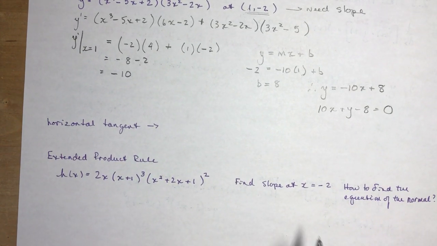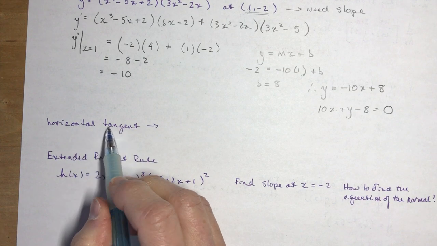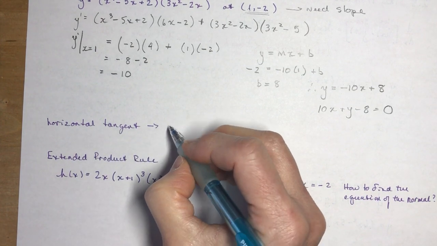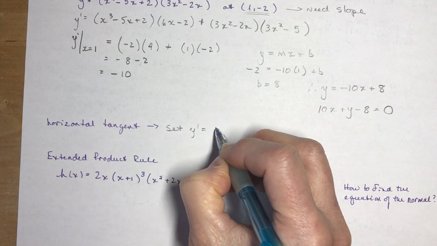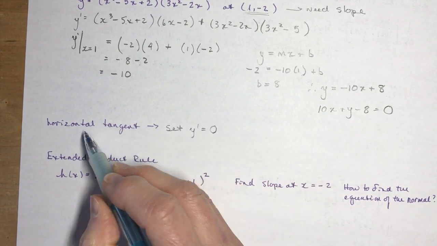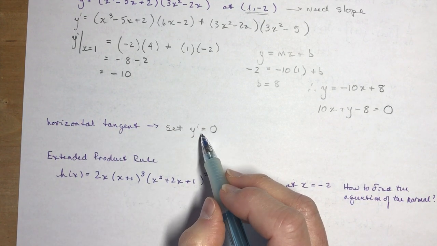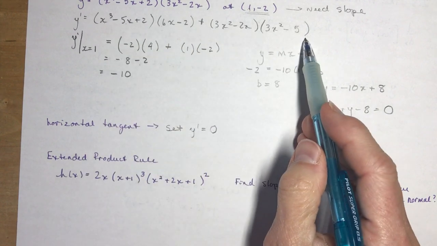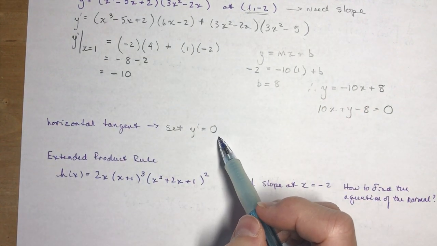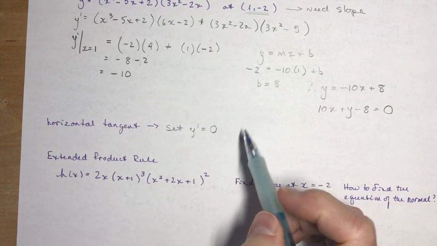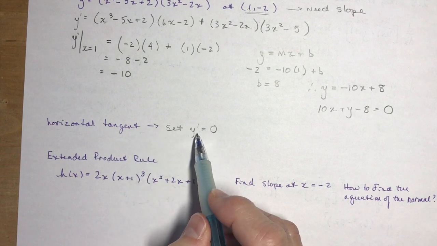Okay, so along the way, they also ask you to find where there is a horizontal tangent. All that means is you want to set y prime equal to 0 because a horizontal tangent means you have a slope of zero. So if I wanted to know where this equation had a zero slope, I would set this equation to zero and solve for x. That would be really difficult. Some of them are much easier. Okay, so horizontal tangent, just remember, set y prime to zero.